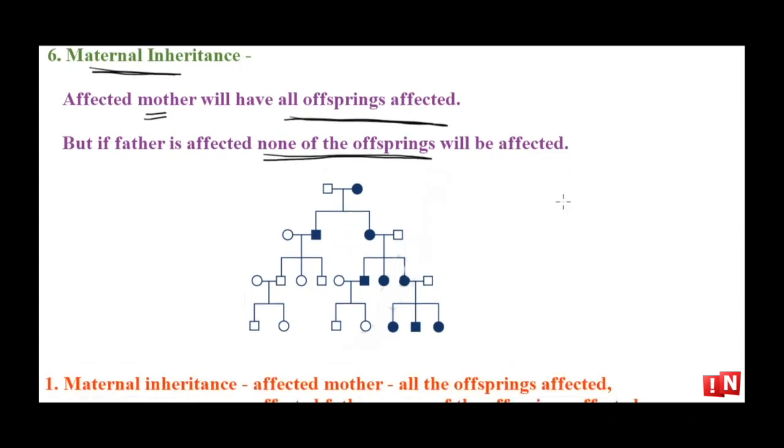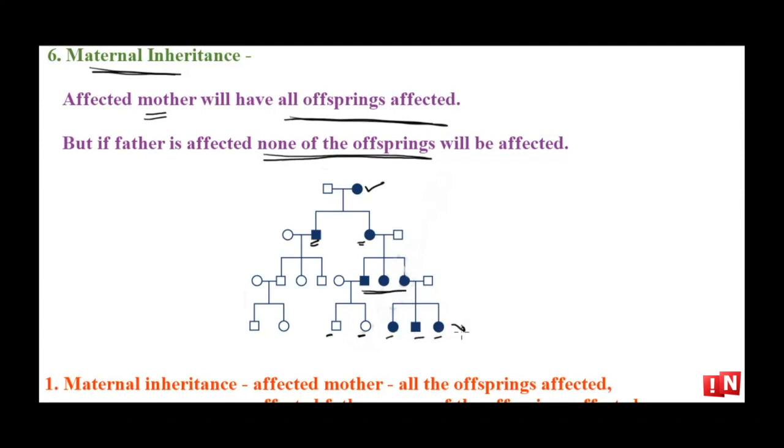So if you look at a pedigree, you'll observe a mother who is affected would have all the offspring affected. Now she has one son and one daughter. The son is affected, but none of his offspring are affected, because it's maternal inheritance and the male does not contribute to it. But if the daughter is affected, again she will have all her offspring affected. Again she has two daughters affected and one son affected. Affected son, again normal kids. But the daughter is affected, again she will have all affected offspring.